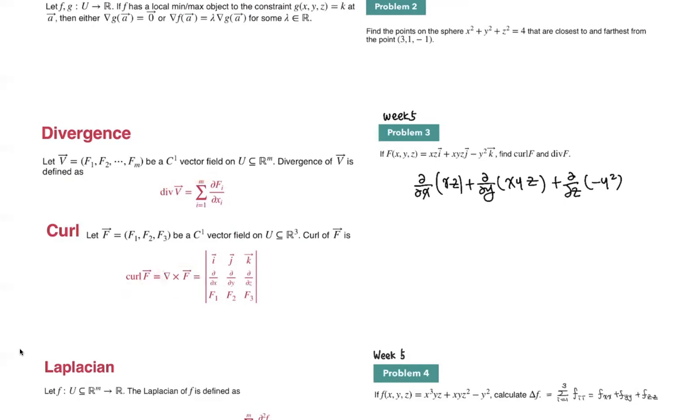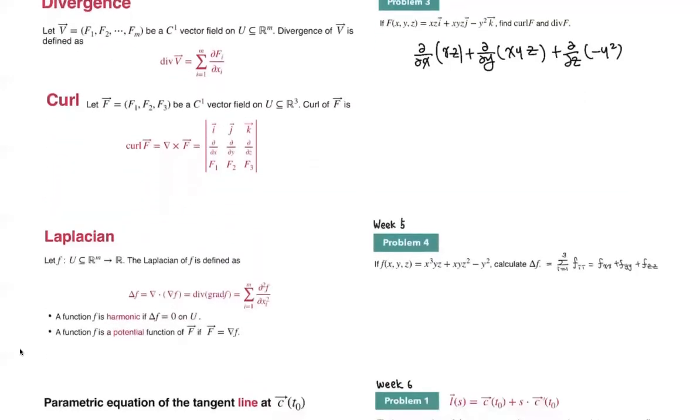So curl f you can calculate using this determinant of the 3 by 3 matrix. And one thing you need to notice here is that f1, f2, f3 are not partial derivatives. They are just the coordinate functions. And the Laplacian is given by the divergence of gradient f, and you can find it like this.